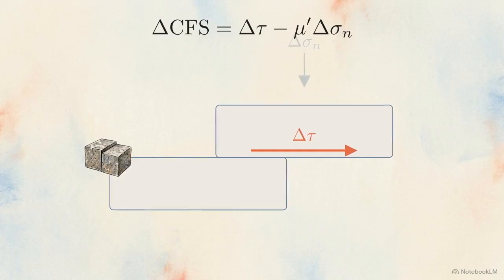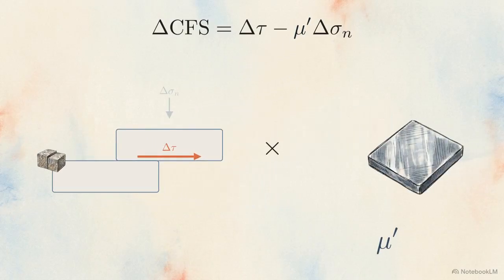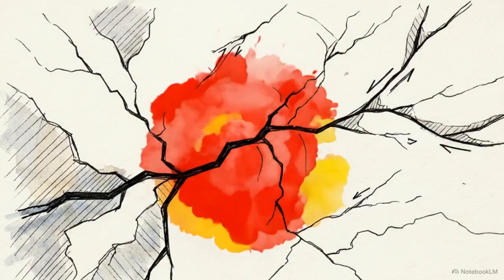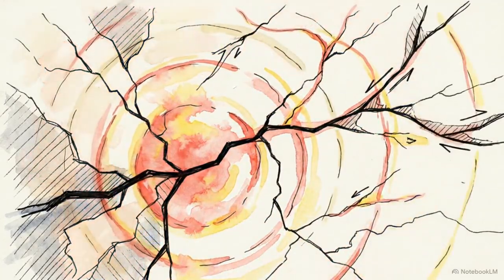These forces are multiplied by the apparent friction coefficient, which accounts for the material properties of the fault. In these regional models, the coefficient is set at a standard baseline of 0.4. Ruptures are not just isolated releases of energy. They act as mechanical triggers that redistribute stress across the regional fault network.